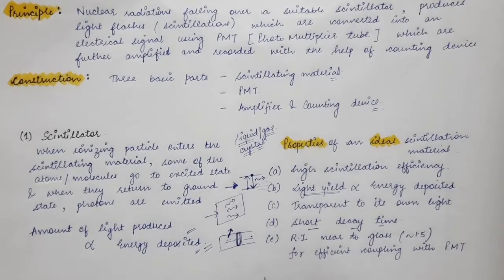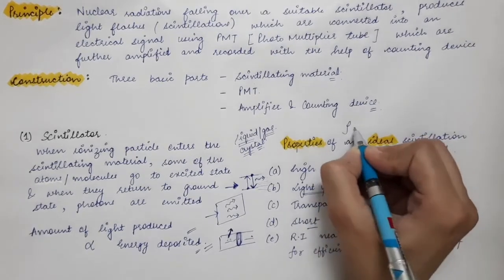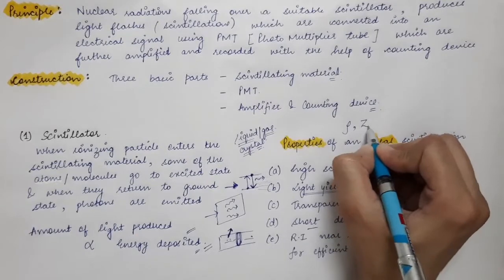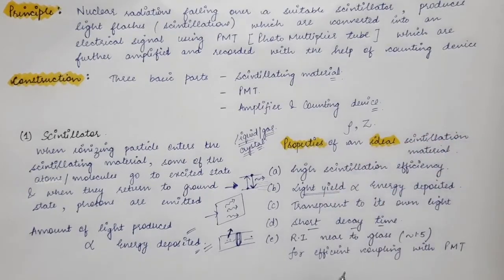Another property of this scintillation material is that it must have high density and high atomic number. So a high value of density and high atomic number. That is the last property of this scintillation material.